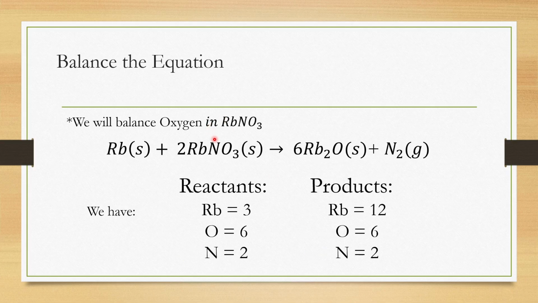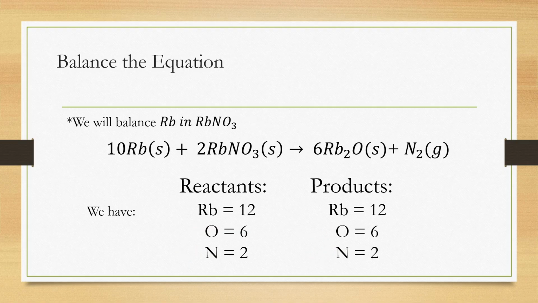And then next, we will balance the oxygen in here. So to balance the oxygen, since we have 6 oxygens, we need 6 on the product side. In order to obtain 6 oxygen, if we put 6 in front of the rubidium oxide, we'll get 6 oxygen here. And so now we have the oxygen and nitrogen balanced.